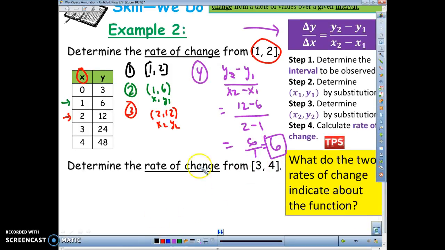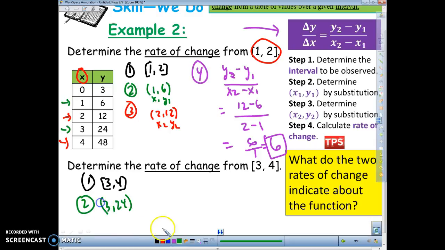Now we're going to do the same thing for this second part. My observed interval is 3, 4. That means my interval starts at 3 and my interval ends at 4. So step 2, I have (3, 24). That's x1, y1. And I have (4, 48). That is x2, y2. Okay, and now I just plug in these values.